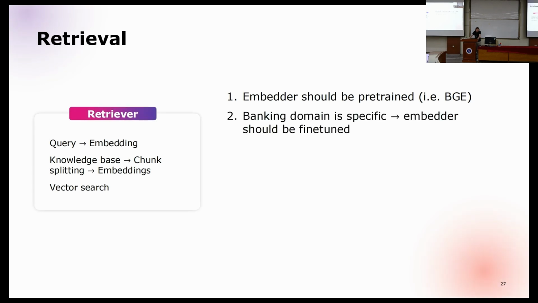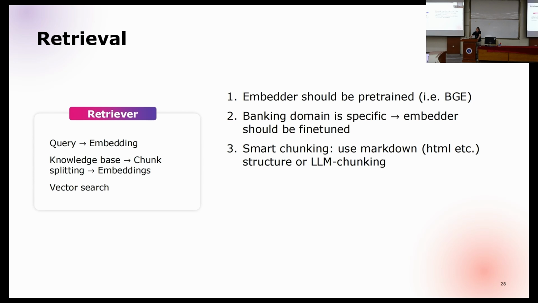The next thought is also always remember your domain. The banking domain is absolutely specific. There are special words, special questions, and a general purpose model may not perform out of the box. So we need to fine-tune the embedder on our domain. This also can be done using a contrastive learning approach. You need to collect a dataset of pairs, a query and corresponding chunk, and you just train the model on these pairs.